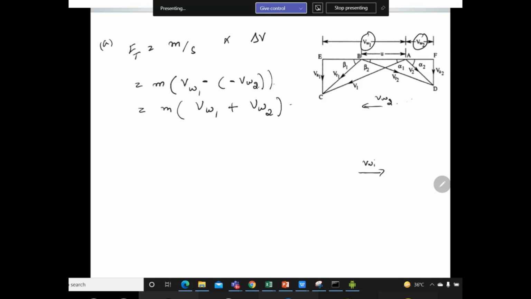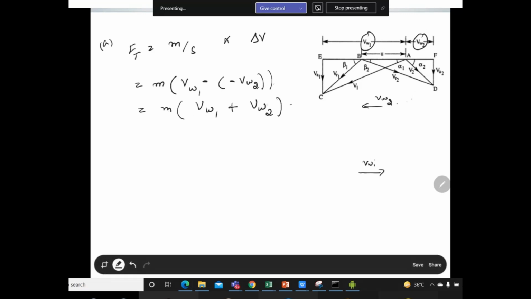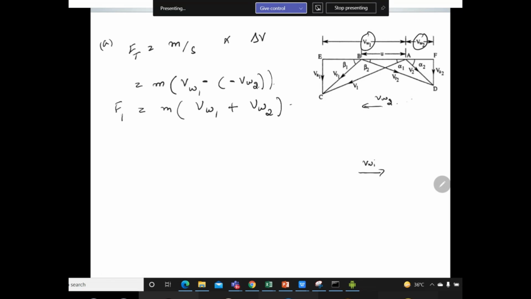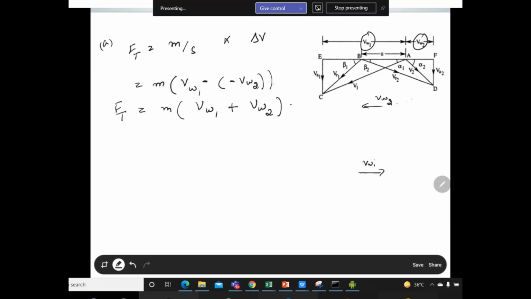So if we have the whirl velocity at inlet, the whirl velocity at outlet, and mass per second given to us, we can easily find out the tangential force. Your tangential force basically contributes to the movement of the blade, and your axial force is required to find the flow rate.